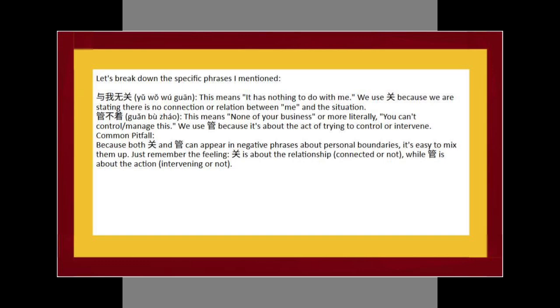Common pitfall: because both 关 and 管 can appear in negative phrases about personal boundaries, it's easy to mix them up. Just remember the feeling: 关 is about the relationship, connected or not, while 管 is the action, intervening or not.